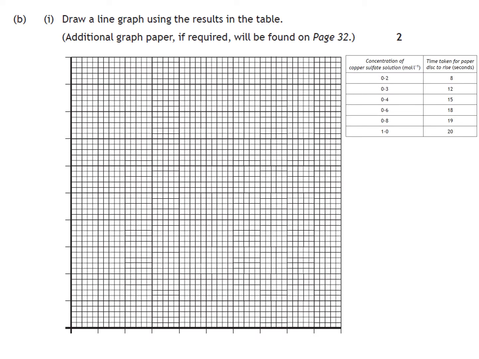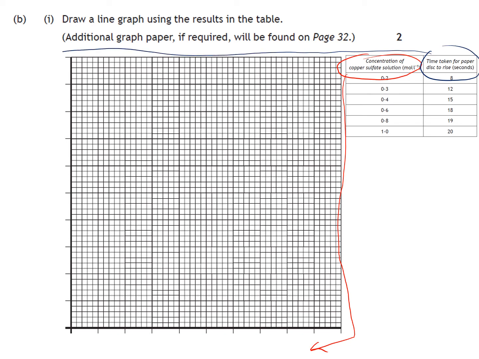And then you're asked for a line graph. Okay, so 2 points again. So we're looking for 1 point for your axes and your scales, and then 1 point for your plot. So we're looking for concentration of the copper sulfate and the time taken. So what you changed goes across the bottom, nappy rule. Concentration of copper sulfate in moles per litre, the entire thing written down here. And what you measured goes up the side. Time taken for paper disc to rise in seconds. The entire thing put up the side. Don't miss anything off, just write down everything.